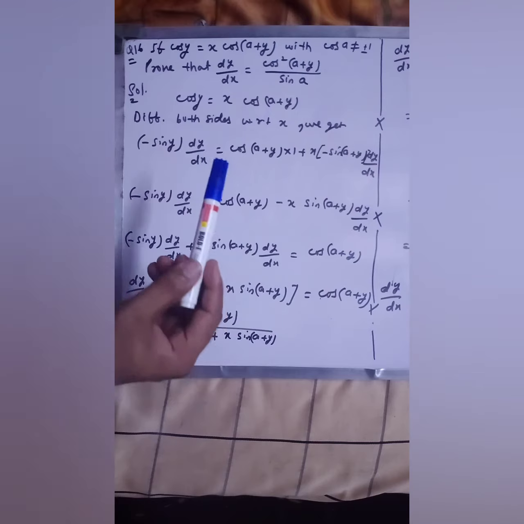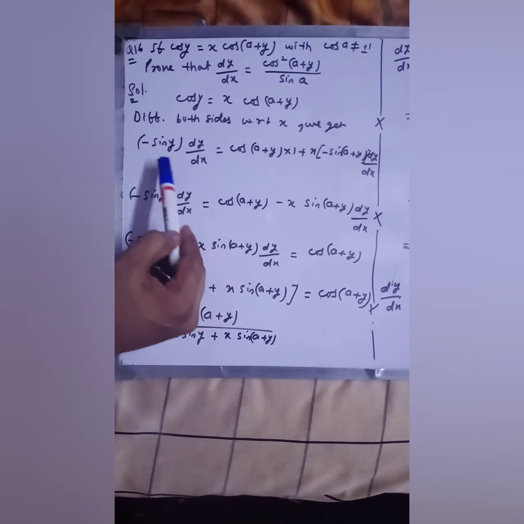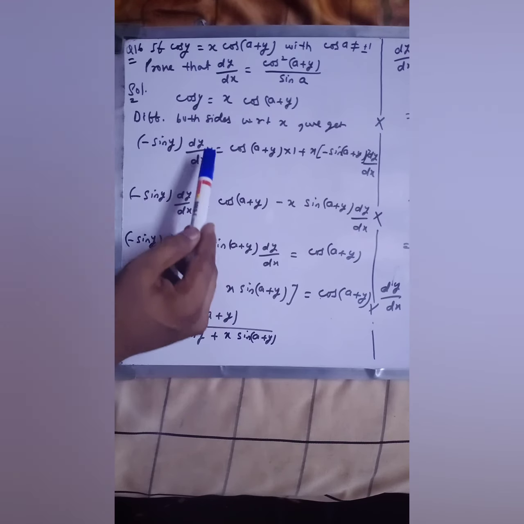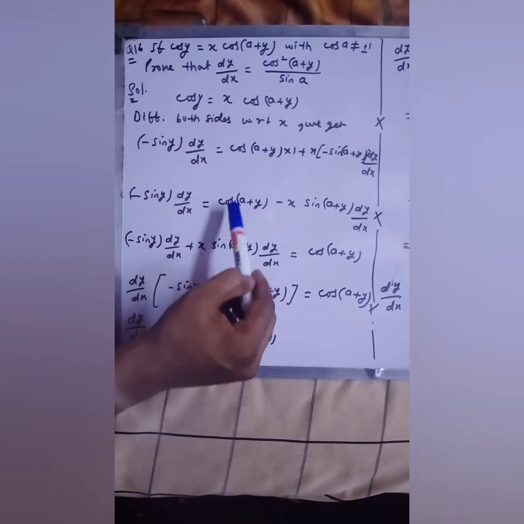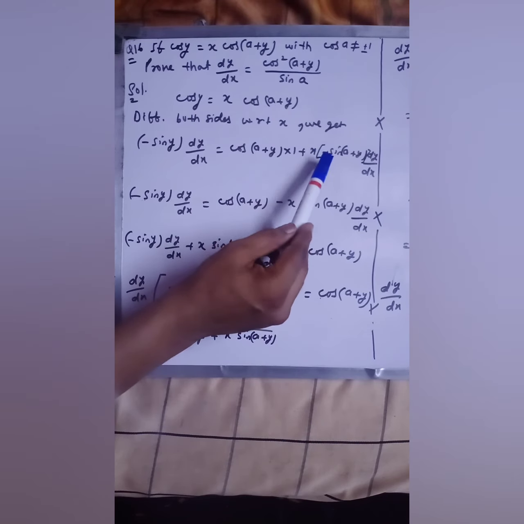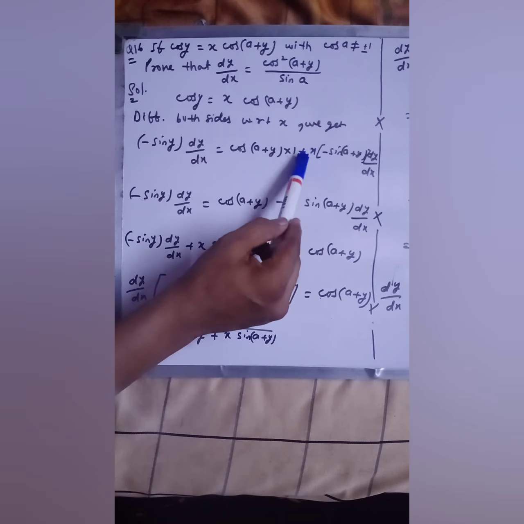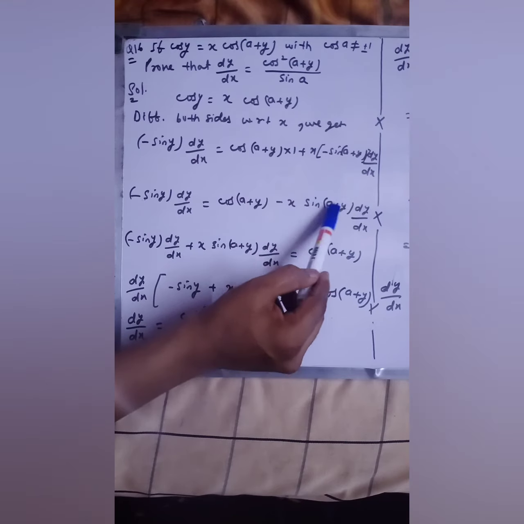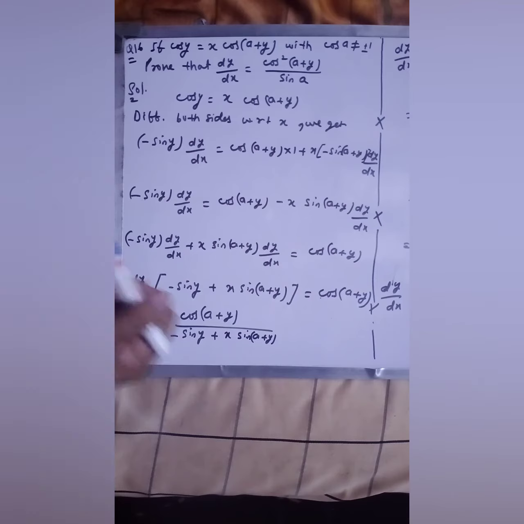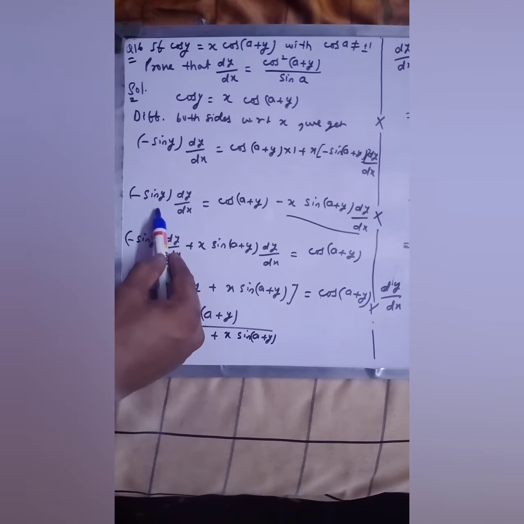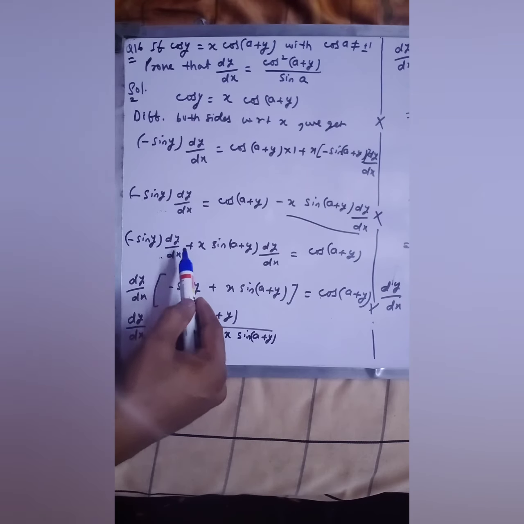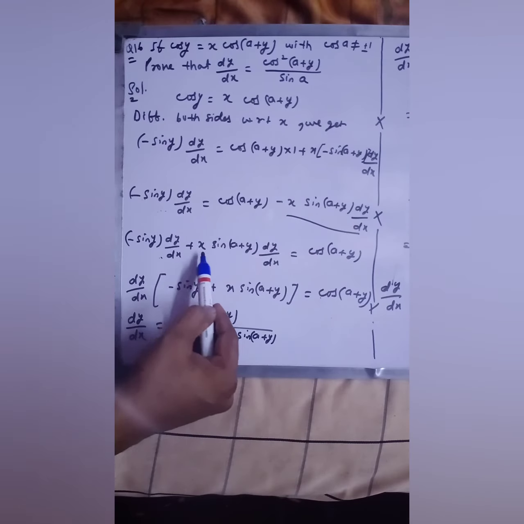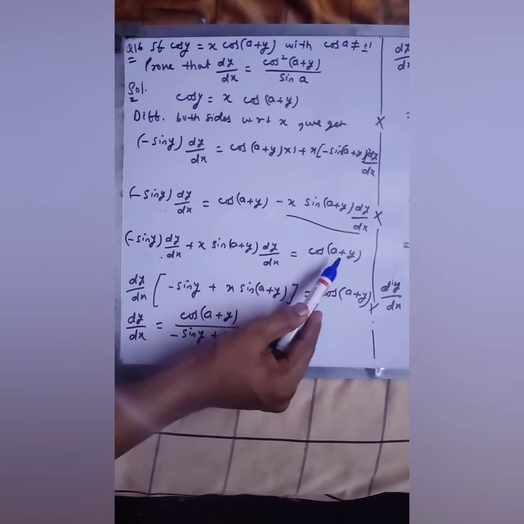Now I'm simply simplifying this equation. This will give you minus sin y dy by dx equals cos(a plus y), minus this minus will come out, it will make this plus minus, into x sin(a plus y) dy by dx. Now I'm shifting this term to the left hand side. So here this term is already there, so you have to write this whole term plus this whole term, equals cos(a plus y).